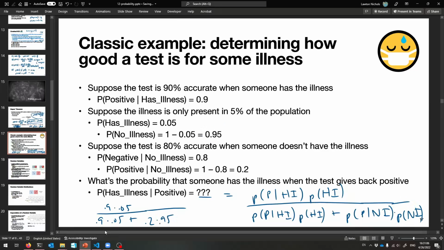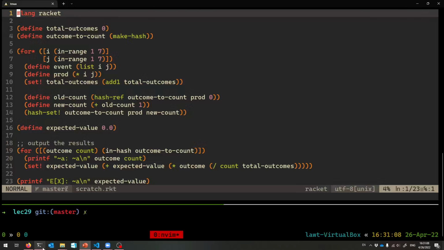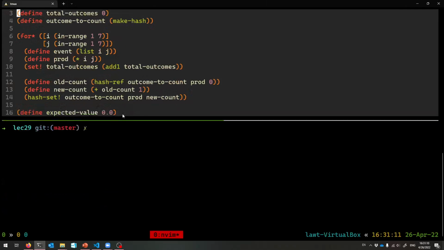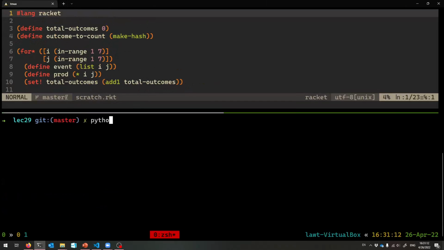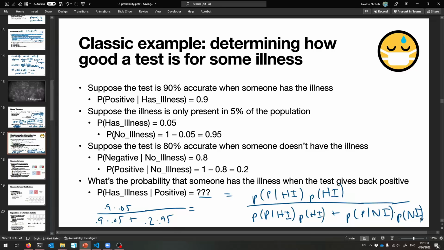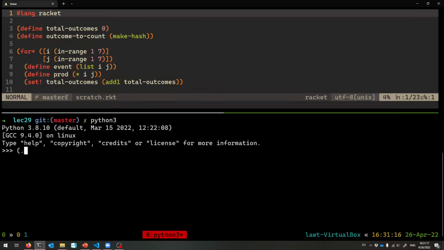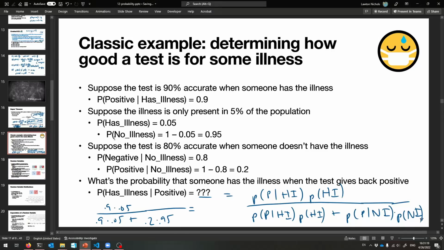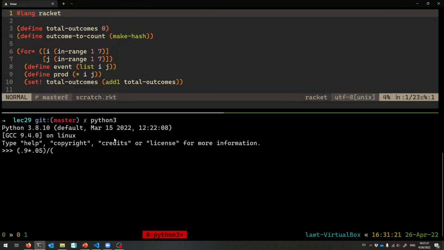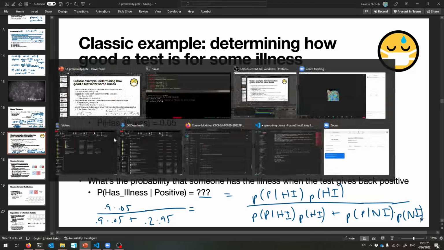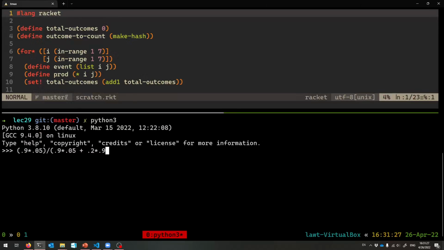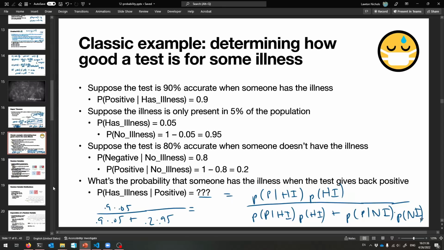And let's go off to Python to calculate this. I have something else that I'm going to show you later today, but let's take this here, and we have 0.9 times 0.05 over a big sum of 0.9 times 0.05 plus 0.2 times 0.95. And that looks to be about 19%. So 0.19, 19-ish%.